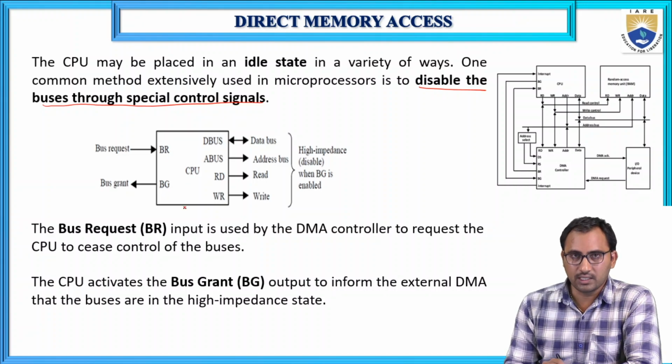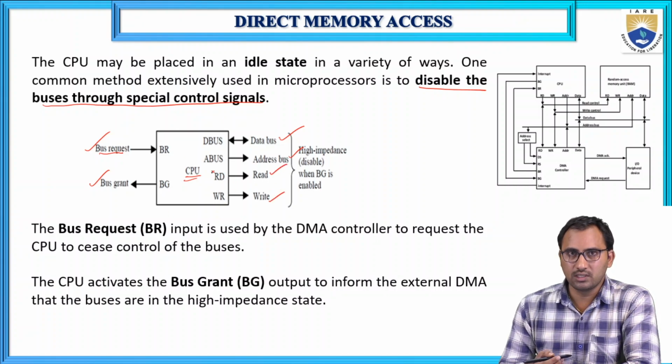Here you can see the different control signals associated with the CPU. This is the CPU. It has an input signal, bus request, and an output signal, bus grant, a bidirectional data bus, a unidirectional address bus, and read and write operation signals. These are the different control signals associated with the CPU.